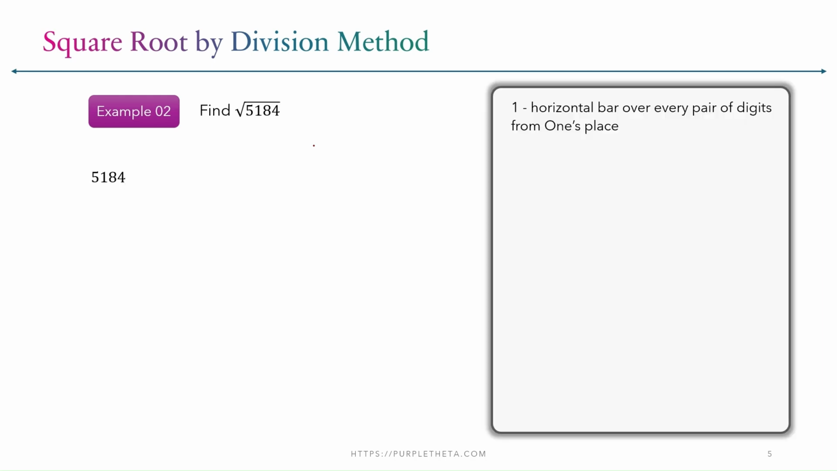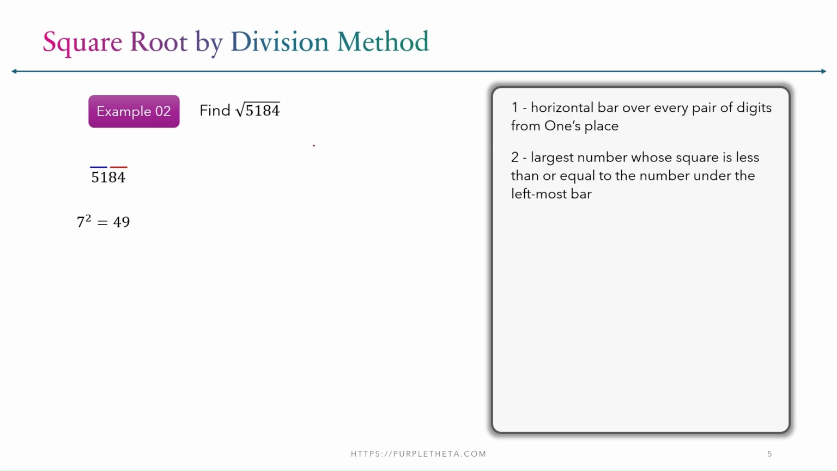Now let us solve another example using a 4-digit number. We need to find the square root of 5184. So for the first step, place a horizontal bar over every pair of digits from the ones place. So we have the first horizontal bar above 84 and the second horizontal bar over 51, right? For the second step, we need to find the largest number whose square is less than or equal to the leftmost group, which is 51.